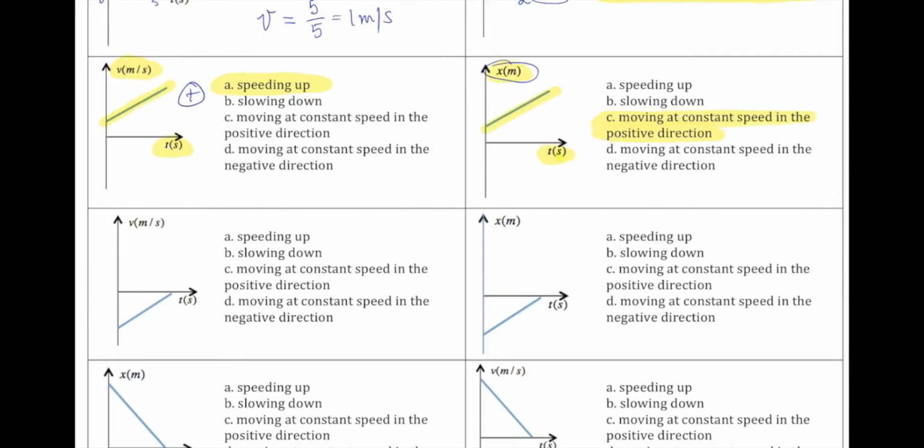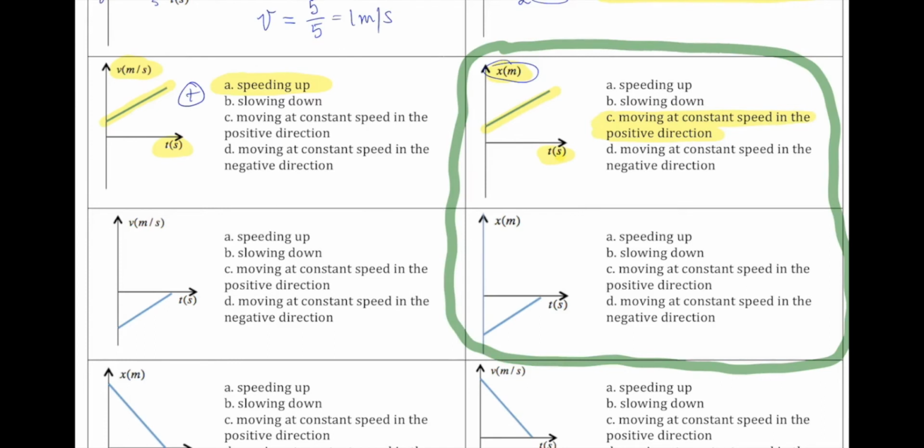Now let's compare these two graphs. Both of them are x versus t, and they both have positive slope. The only difference is that I started my motion below whatever this is. Let's say this is home. So I started south of home, but I'm moving north. So again, I'm moving with a positive change in position.